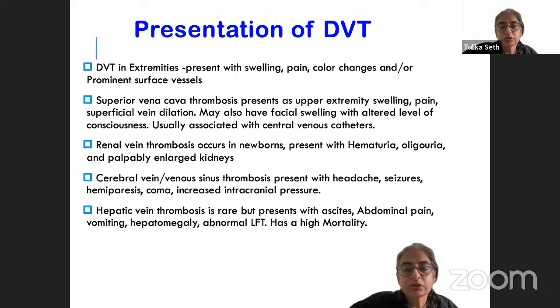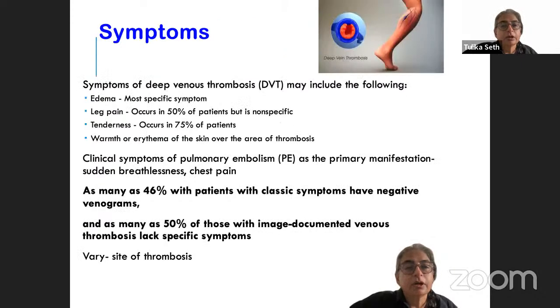Renal vein thrombosis, patients can present with hematuria, oliguria, and enlarged kidneys. Cerebral vein or venous sinus thrombosis presents with headache, seizures, hemiparesis, coma, and increased intracranial pressure. Hepatic vein thrombosis is rare, but such patients can present with abdominal pain, vomiting, hepatomegaly, abnormal LFTs, and sometimes ascites. So the symptoms need to be looked for.